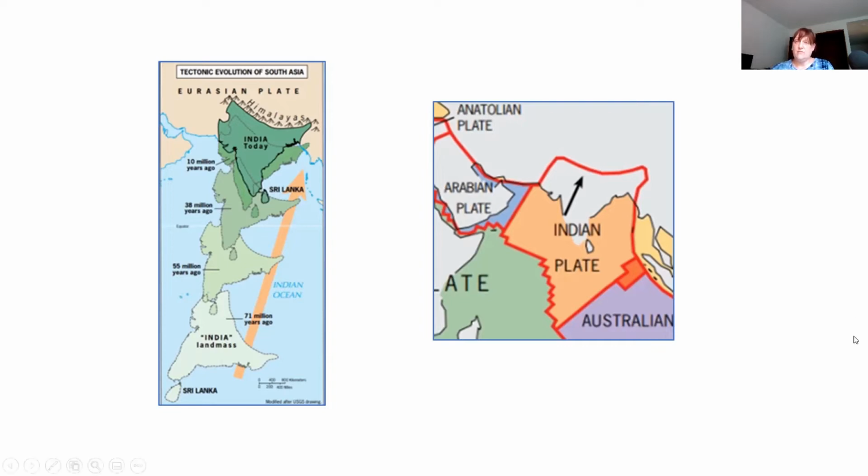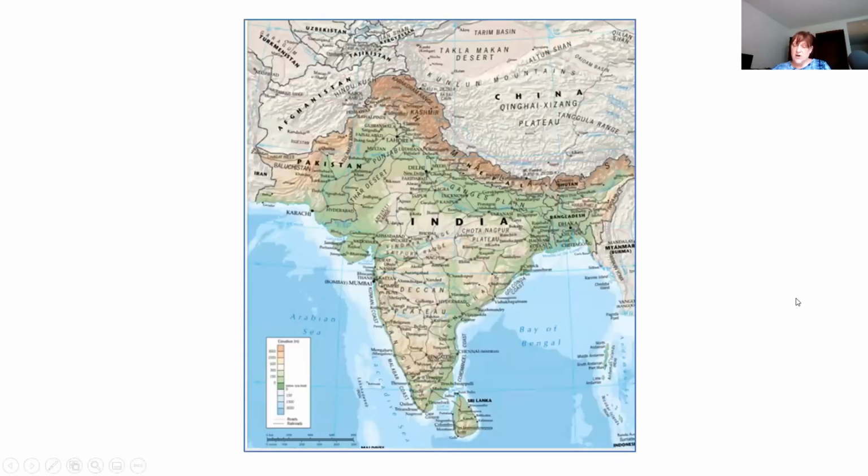So basically, India divides the Arabian Sea from the Bay of Bengal. This area is active in the north with earthquakes because of the mountain building that's happening. But the rest of the country to the south is not generally affected by it.